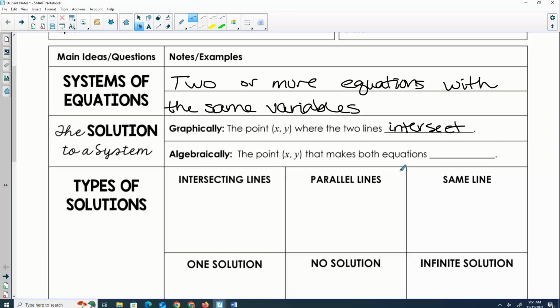Algebraically, that's what we'll look at starting tomorrow and the next day. It's just any point that makes both equations true. So we can plug in the x, we can plug in the y, and it works for both.